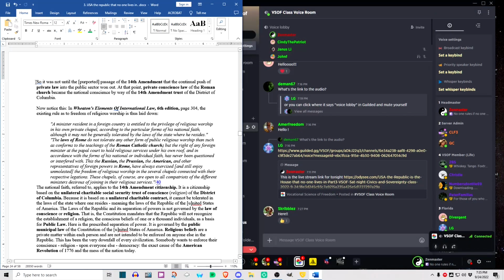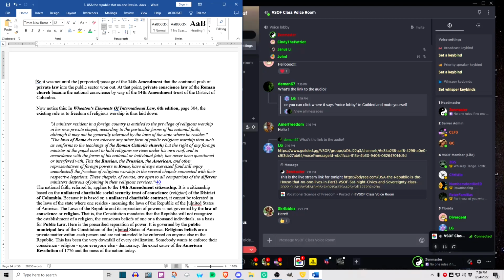So, to continue. It was not until the purported passage of the 14th Amendment that the continual push of private law into the public sector won out. At that point, private conscience law of the Roman Church became the national conscience by way of the 14th Amendment Trust of the District of Columbia.